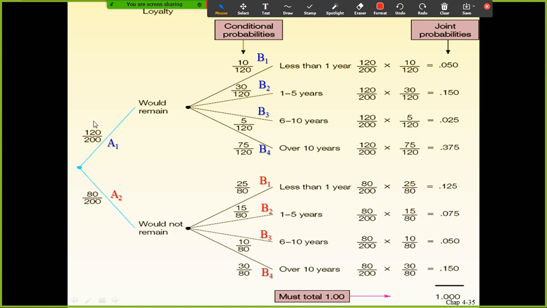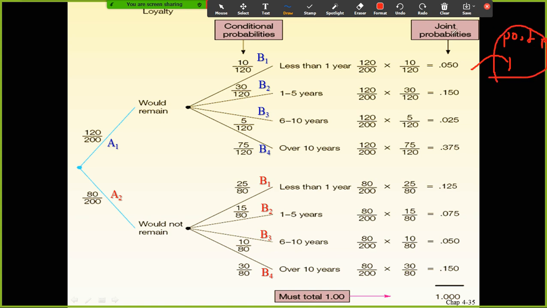So we have the first probability right now, we have conditional probability, we have joint probability, and we will have a new one. This one we call posterior probability. This is Bayes' theorem's probability.